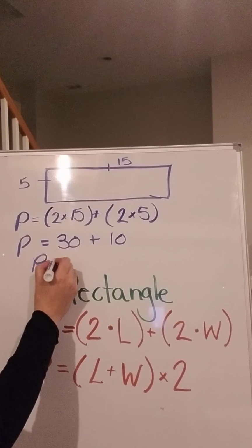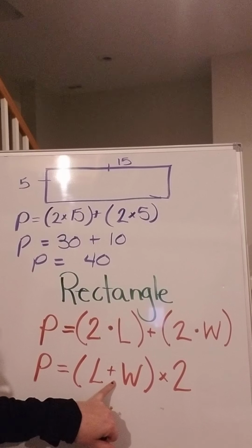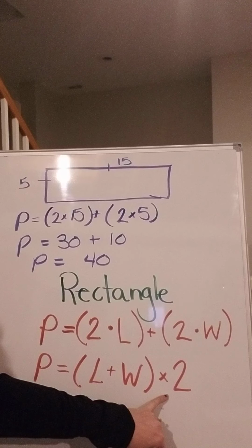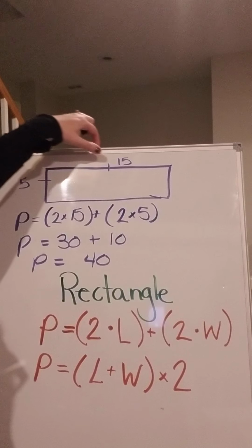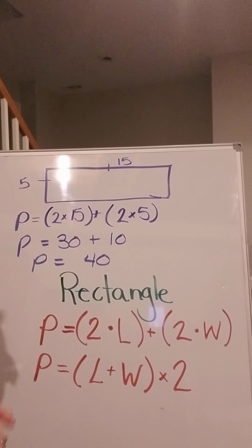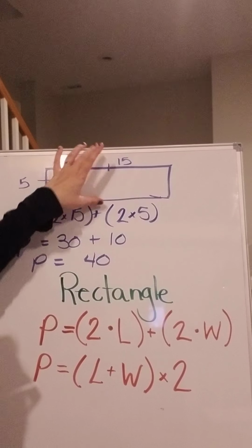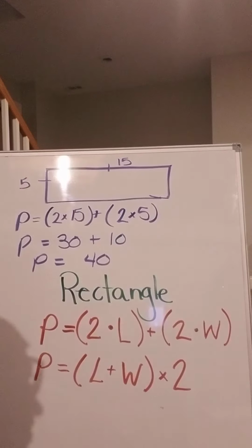P equals 40. Now you could have used this one also, the length plus the width times 2. You could add these two together and get 20 times 2 is 40. Either way will work. All you're doing is just a little bit of a different formula. When they don't give you all these sides, you're just doubling this and adding it all together. And that's how you would find perimeter.